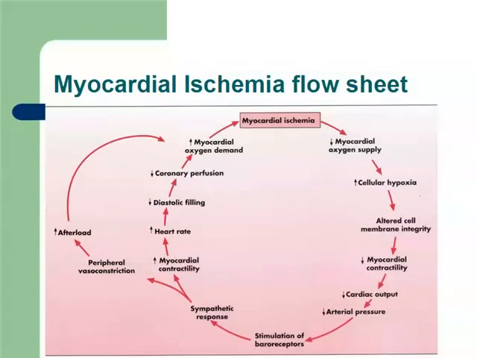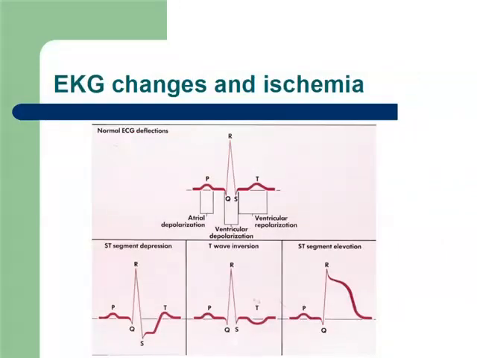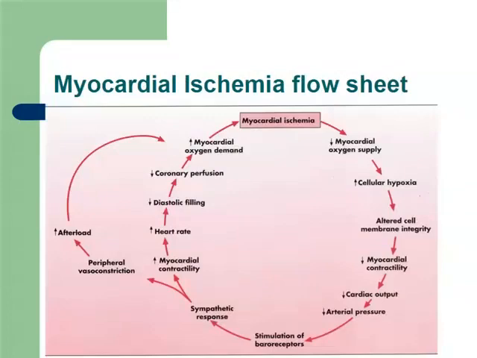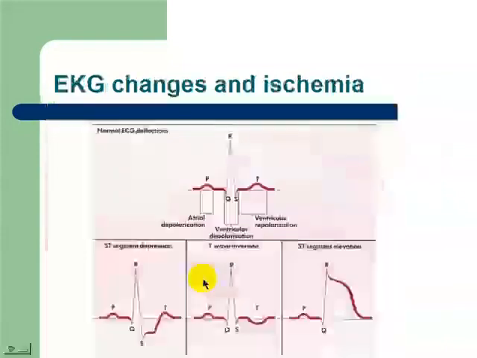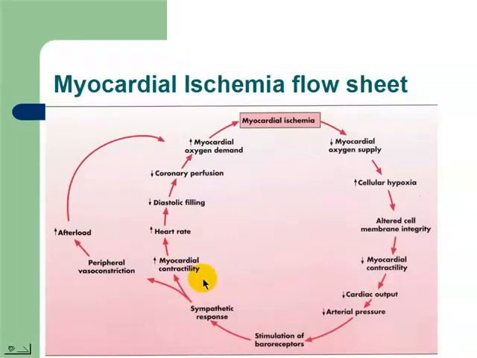Anyway, you start with ischemia that decreases my oxygen supply, which increases cellular hypoxia, then alters the cellular membrane, decreasing contractility, decreasing cardiac output, decreasing arterial pressure, stimulating your baroreceptors, causing a sympathetic response that leads to an increase in myocardial contractility and peripheral vasoconstriction.